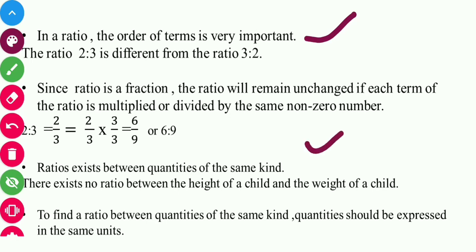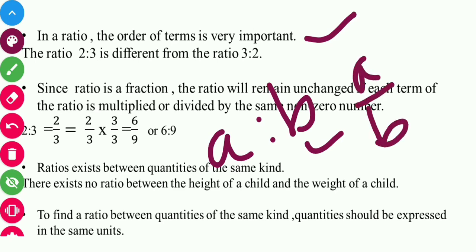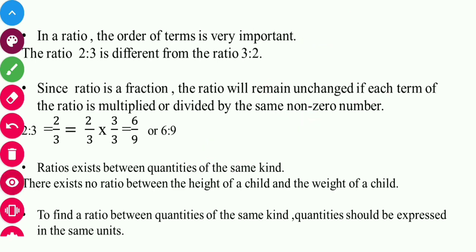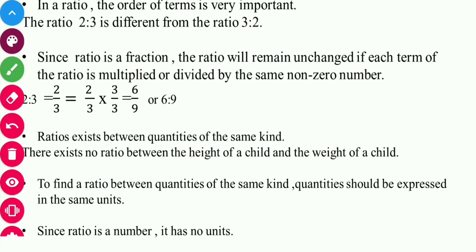And next point, since a ratio is a fraction, that a is to b, you can write a by b, that means a fraction form. So the ratio will remain unchanged if you multiply or divide it by some non-zero number. Like here I am having 2:3, so I can write 2 by 3, and here I choose 3 to multiply.